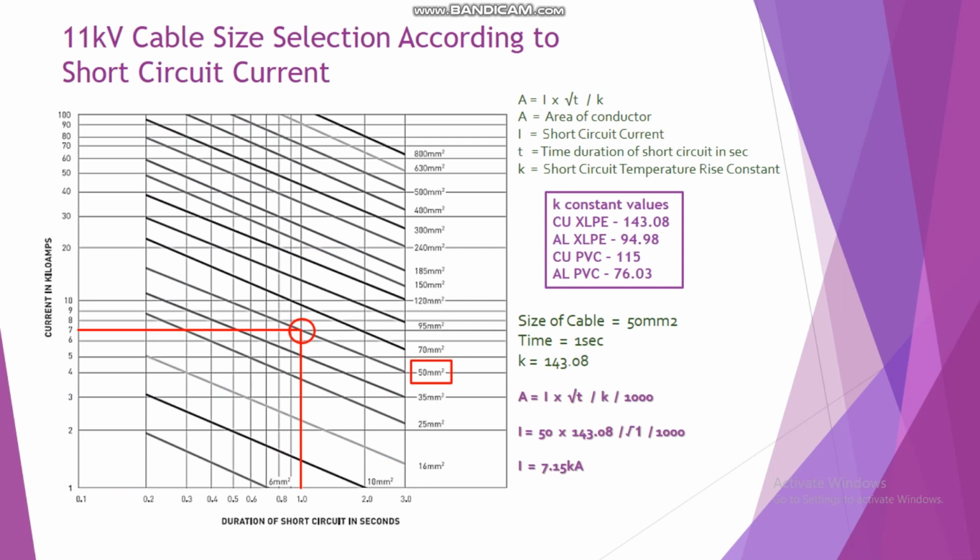So let's calculate the short circuit current as we have mentioned in our previous videos. The method is the same, but here we put in the values for the 50 square cable. You see, the area is 50 and we are using the XLPE cable, so 143.08 is the value of the constant, and we are selecting the short circuit current value at 1 second, so the duration is 1. The short circuit current comes out as 7.15 kiloamperes. On the chart, you're again getting the same value of 7.1, so that's how you can calculate.